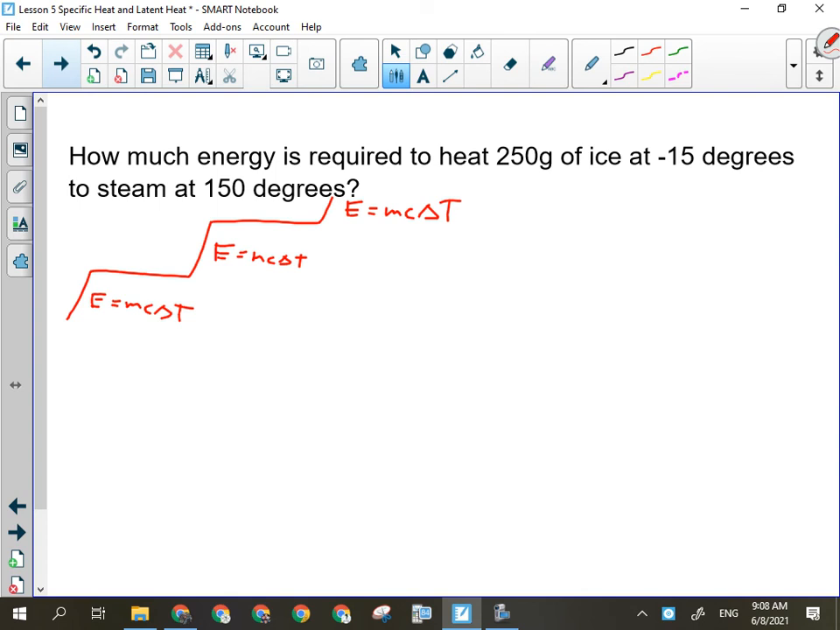To calculate how much energy is involved in this step is the formula we just learned: E equals m times LF, where LF is that 333. And then for this part, it's E equals m LV.